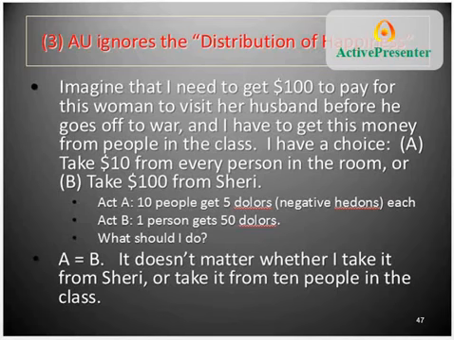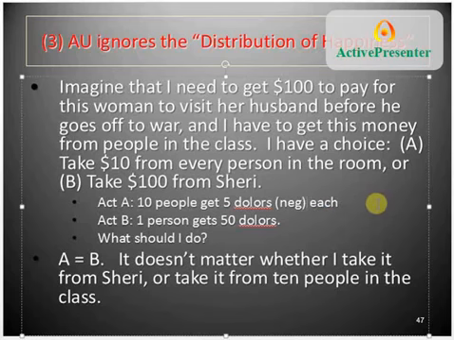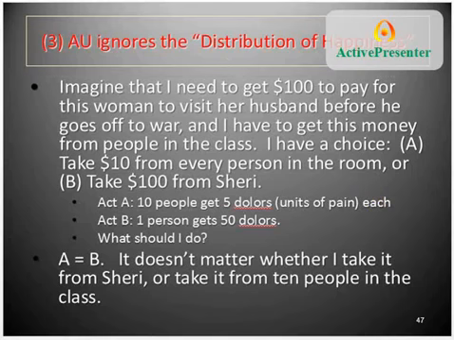This is the distribution of happiness objection. So imagine that I need to get $100 to pay for a woman to visit her husband before he goes off to war. And let's say I have to get this money from people in the class. Now I have a choice. A, I can take $10 from every person in the room, or take $100 from one student. Now, choice A, 10 people get 5 dolors, or negative hedons, units of pain. And Act B, one person gets 50 units of pain. What should I do?